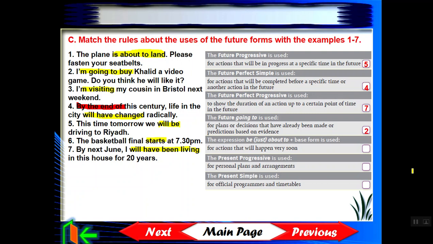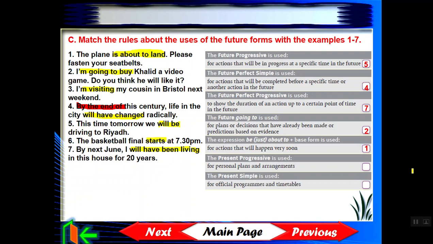Number 5, the expression be just about to. Base form is used. Be means am, is, like when you say I'm about to, he's about to, we are about to. Ala washak. Okay? And then the base form, the verb, that means the infinitive verb, مصدر الفعل, without adding anything to the verb. For actions that will happen very soon. Okay? When you are going to do this. You can see it is number 1, about to.